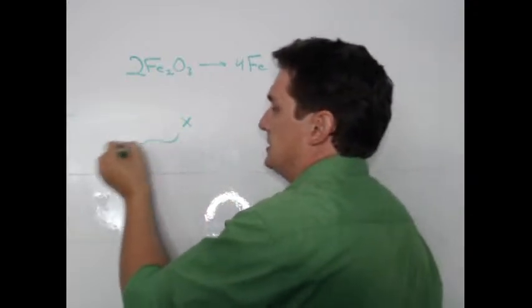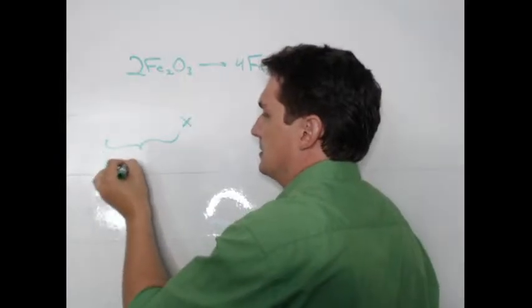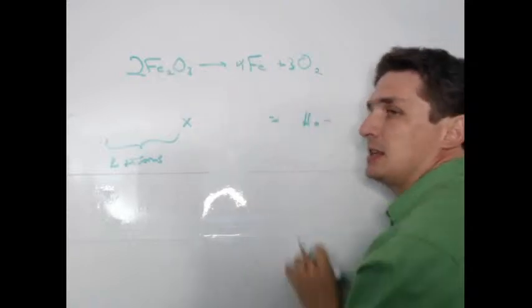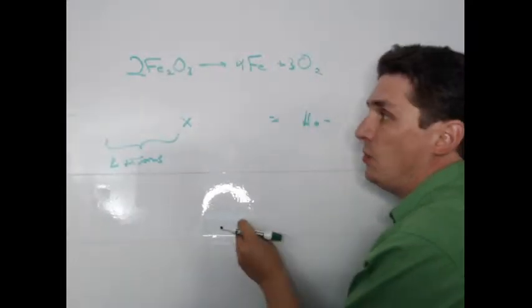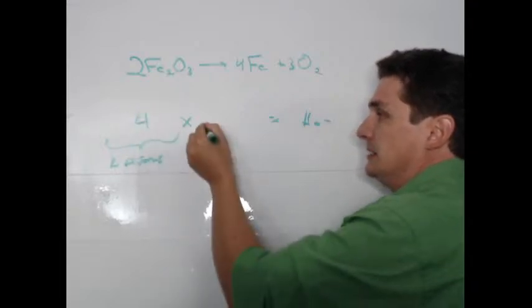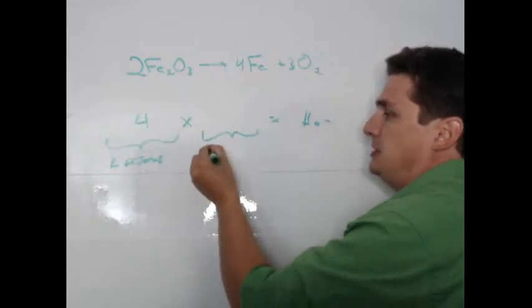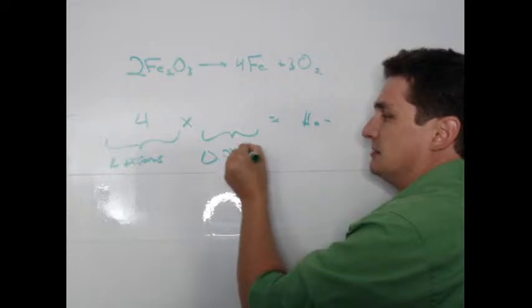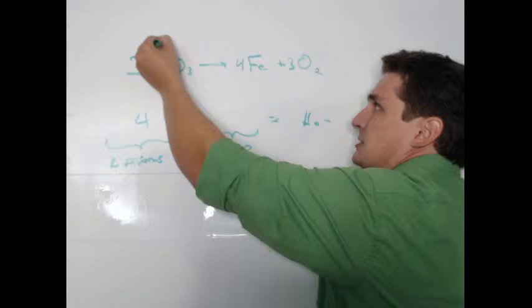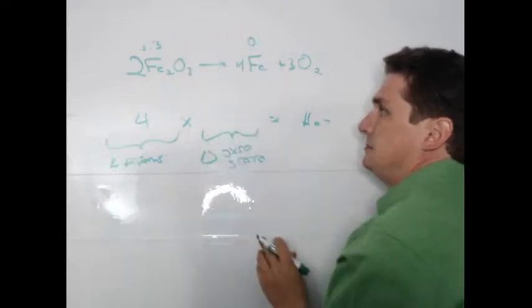The first is the number of atoms. On the left side we have 4 iron atoms, and on the right side we have 4 iron atoms. Each one is gaining or losing electrons, so there are 4 of them. And the second number is the change in the oxidation state, or oxidation number. Here iron is in +3, here iron is in 0.